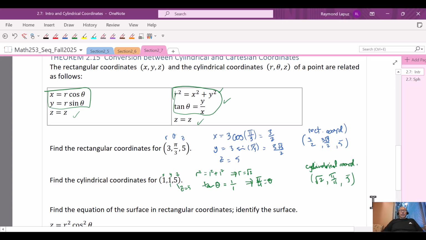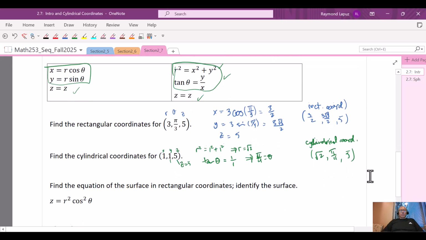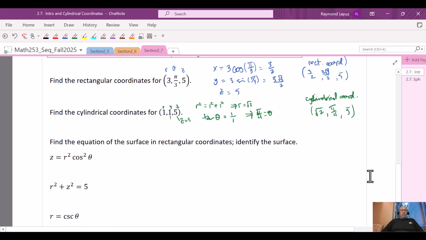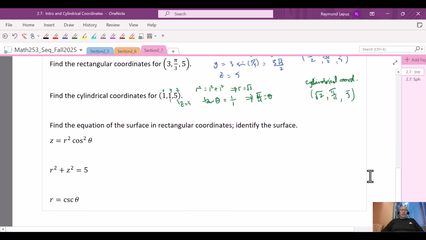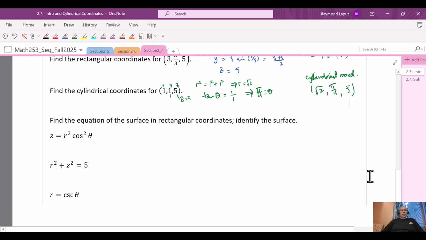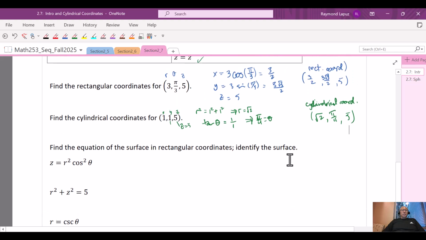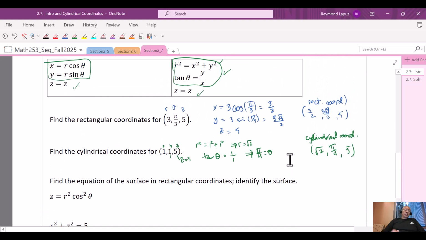Okay, so now let's do a few more problems. Here are a couple of problems where they ask us to write these equations in rectangular coordinates and try to identify the surface. We will continue to use our transformation that looks like this. So we want to make sure that we involve some sort of x, y's, and z's in it.